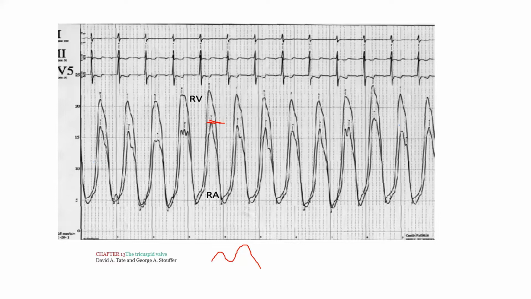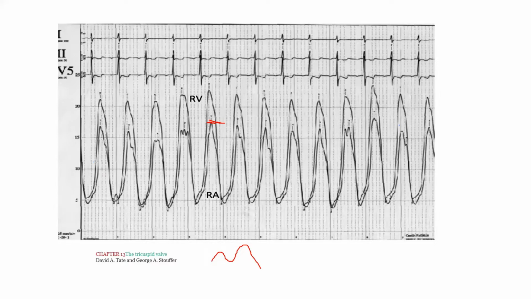Maybe due to tricuspid regurgitation. Yeah, or something else. The V wave is increased due to many things. We said that it increased due to diastolic dysfunction, because of ASD, because of VSD in the left side, and because of MR and TR.